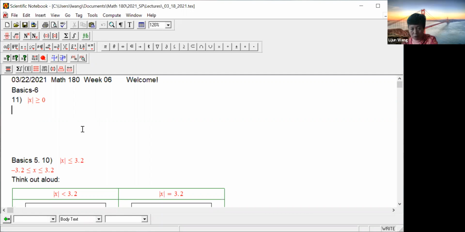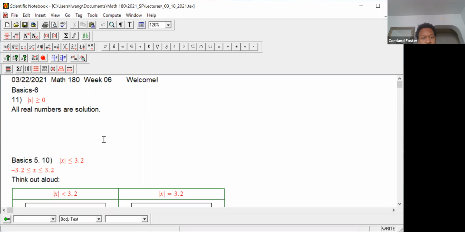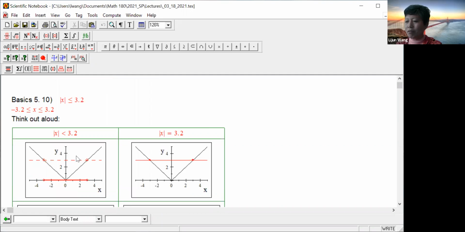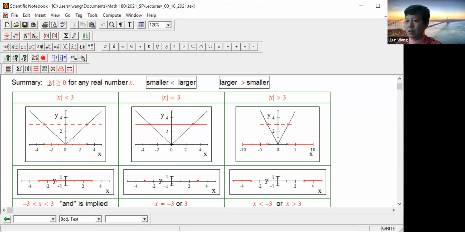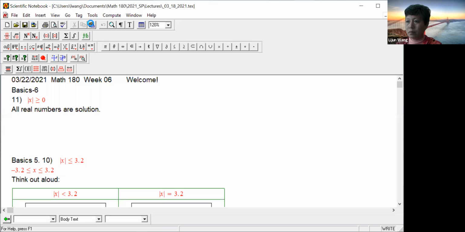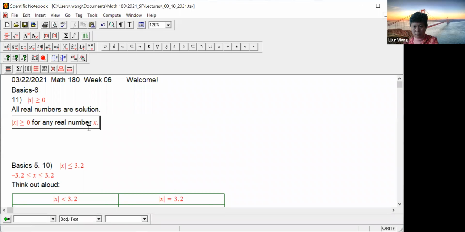Your answer is right, but you can make it simpler. Okay. All real numbers are solutions. You don't need to mention 0 because all real numbers include 0. You follow me? This is basically confirming this statement. Do you follow me? Do you guys see that? You're really using these statements.